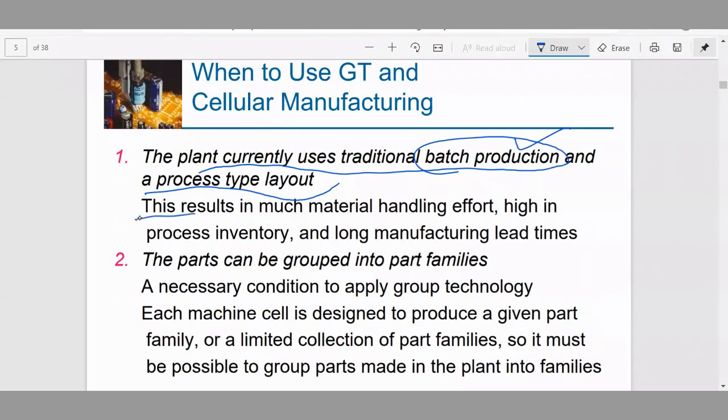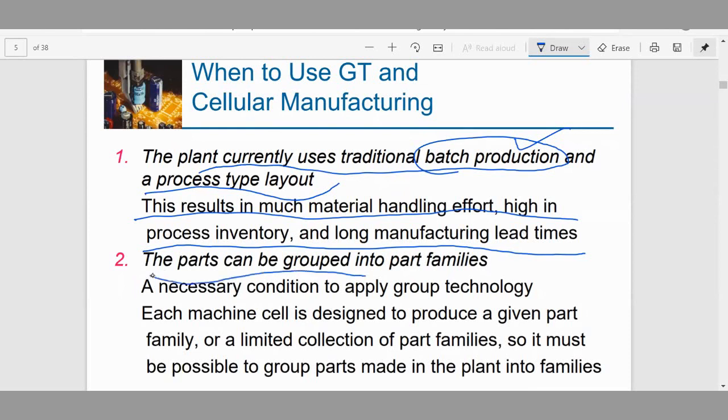This results in much material handling effort, high in-process inventory, and long manufacturing lead times. These are the problems produced by typical batch production.